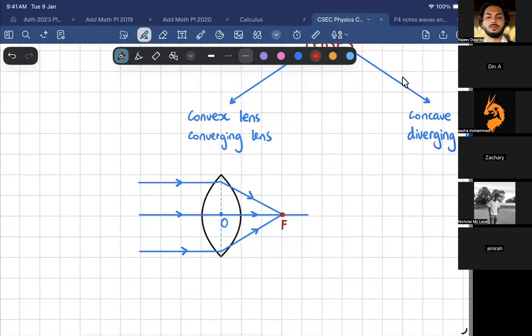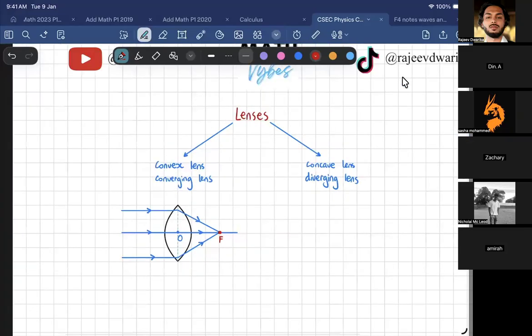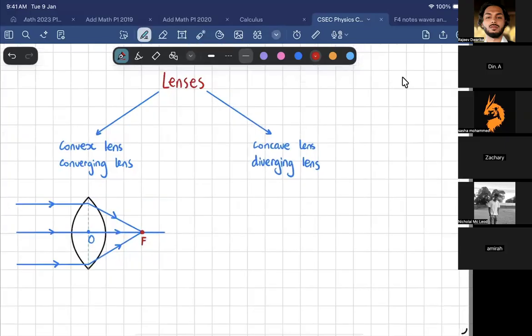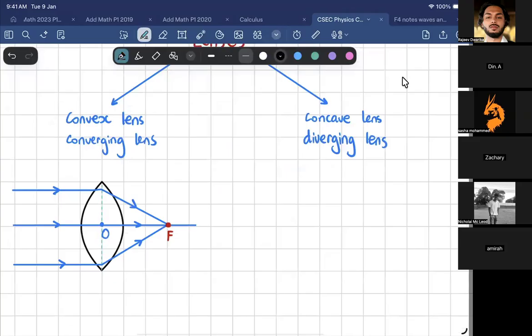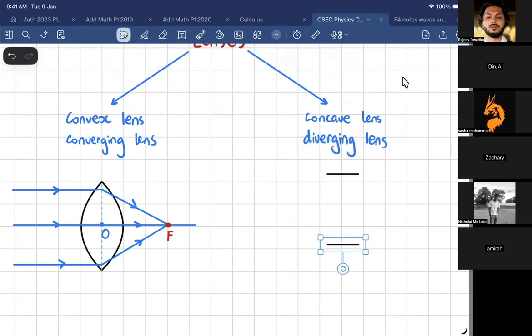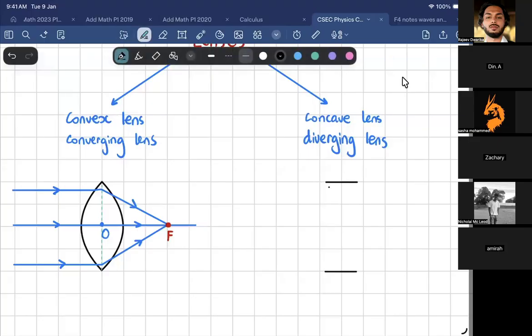Let me know. Yes, sir. Okay. Cool. Let us look at a concave lens now. Is there anybody that didn't understand the concept of a convex lens? I don't like the silence. Could you repeat? You understand the concept of the convex lens? Yes, sir.